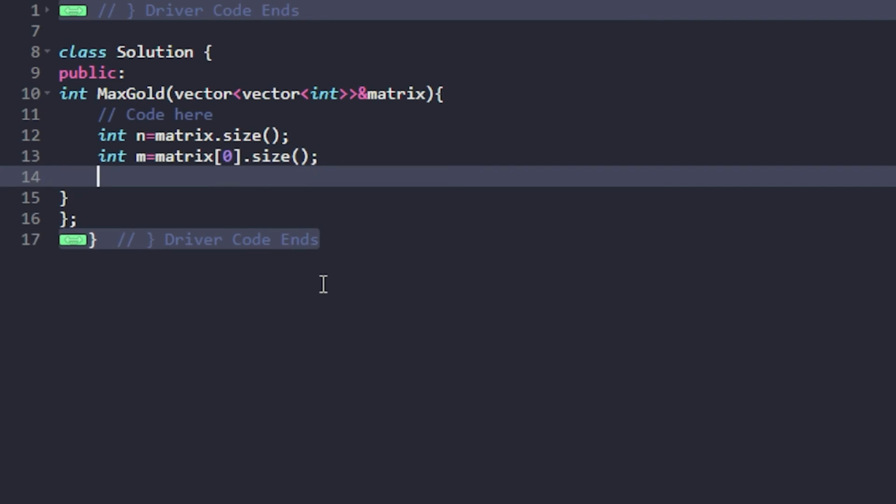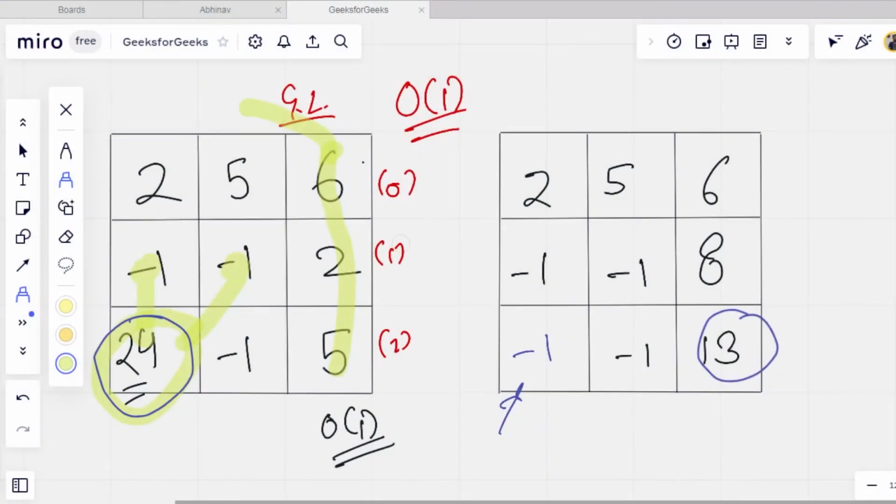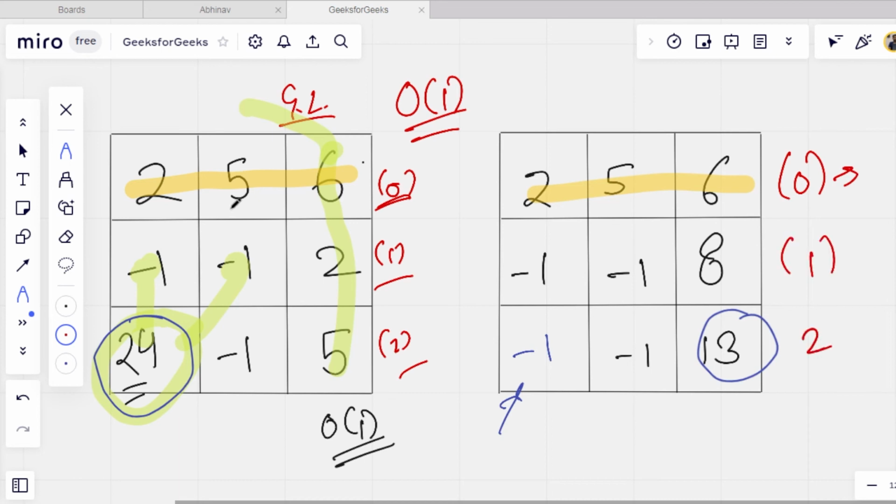Now I have to iterate through the matrix. But as I told you, the first row of the matrix will not be changed. The first row will remain as it is. For example, you can see here the first row of the matrix was 2, 5, 6, and in this case also the first row is 2, 5, 6. So we have to start from the second row. If we take it as a zero-based array, this is row number 0, row number 1, row number 2. So we don't have to update the 0th row. We have to start from the first row and the second row.